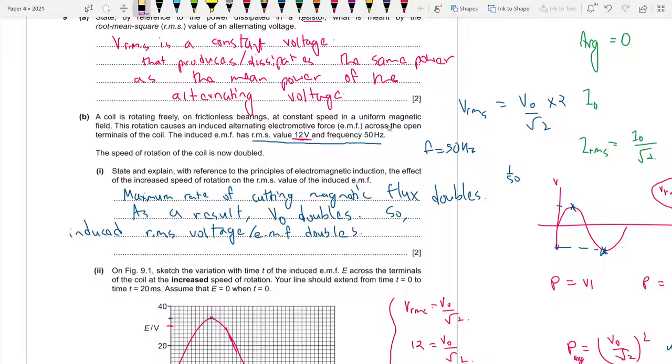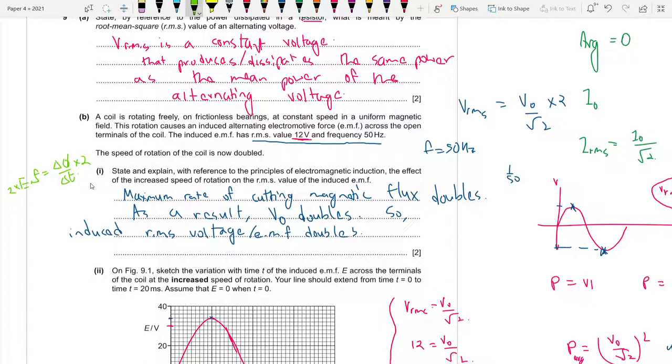Since we increase speed, the rate of cutting of field lines increases. Since the speed of rotation is doubled, the rate of cutting will also be doubled. So the maximum rate of cutting of magnetic field lines doubles. According to Faraday's law, the induced EMF is proportional to the rate of change of magnetic flux linkage. Since the rate doubled, the induced EMF will also double, right? And we know that V is equal to IR. Since resistance is constant, if induced EMF doubles, induced current will also double.